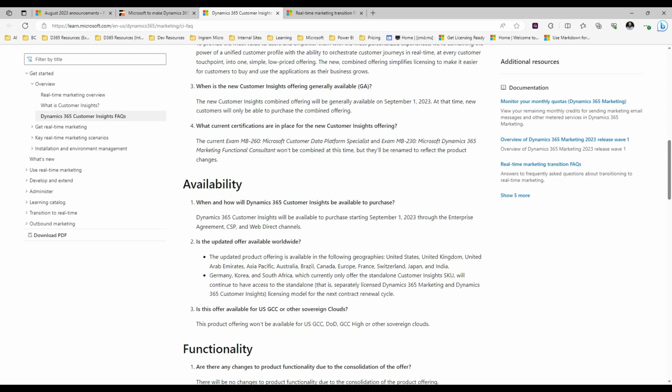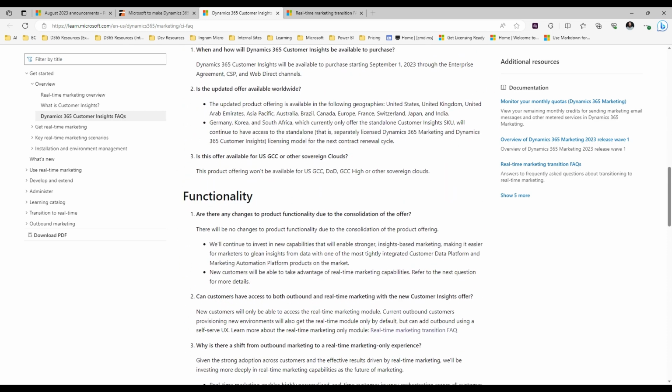Is the updated offer available worldwide? Well, I would suggest you check. Here in the US and Canada, it is. But if you're in a different region or a different market, make sure that you check. And is this available for GCC or other sovereign clouds? No, it's not. Functionality, they say there's not going to be any real functional changes. However, as we know, Microsoft continues to invest in these products, so that doesn't mean it's going to remain the same forever. It just means that at the time, there's not going to be any massive functional changes.